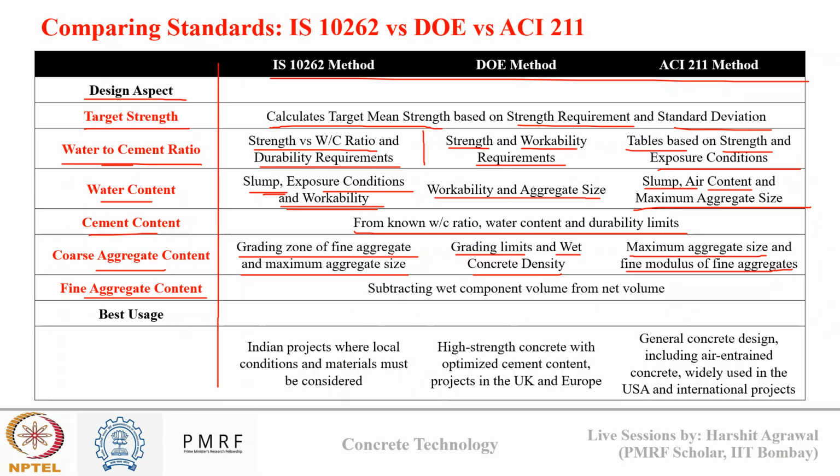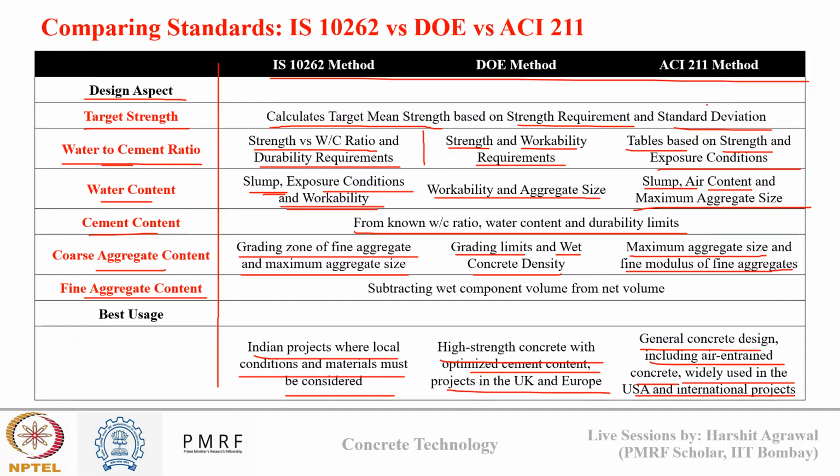Almost all rules are the same. There is a little difference in the three methods. And what is the best usage of all the three methods? It depends upon the geographical location. So IS method is best used for Indian projects where local conditions and materials must be considered. DOE method is used for high strength concrete with optimized cement content, and it is mainly used in UK and Europe. While ACI method is used for general concrete design, which includes air entrained concrete also, which is widely opted in US and international projects.